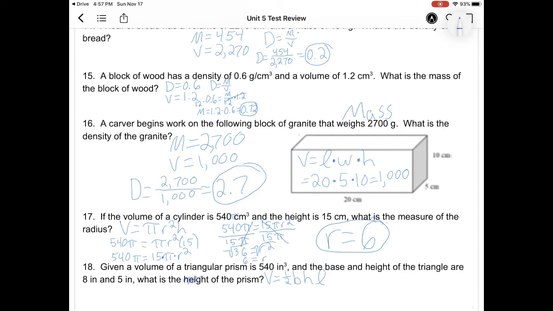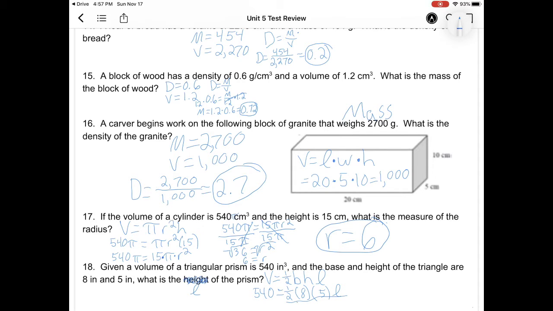So in the problem, it does give you height. This word right here is supposed to be length. So you can just put L if you want. So we are already given the end result is 540 equals 1/2. Our base is 8. Our height is 5. And we don't know what L is.